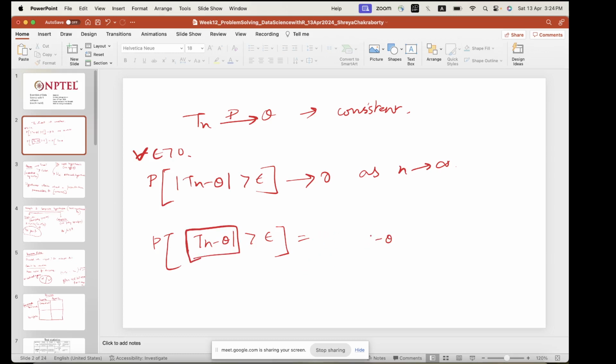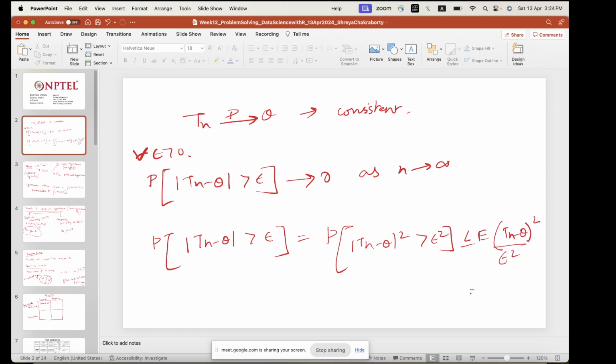So we can write this as the probability that (Tn minus theta) whole square is greater than epsilon square. And by Chebyshev's, this is less than or equal to the expectation of (Tn minus theta) square by epsilon square, which is nothing but the MSE of Tn by epsilon square. Now if the MSE is going to 0, then only we can say that this is consistent.